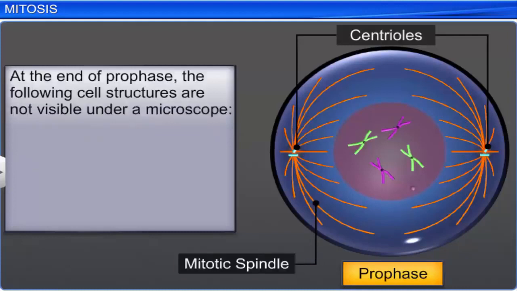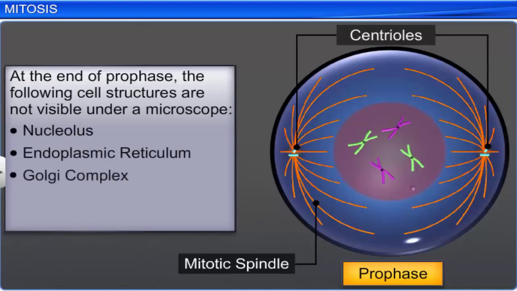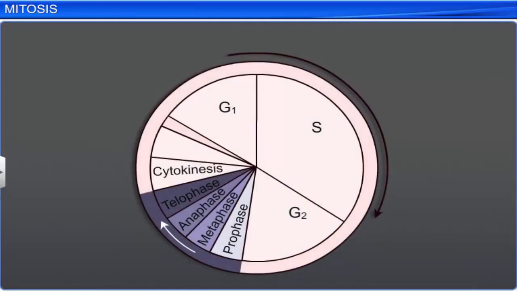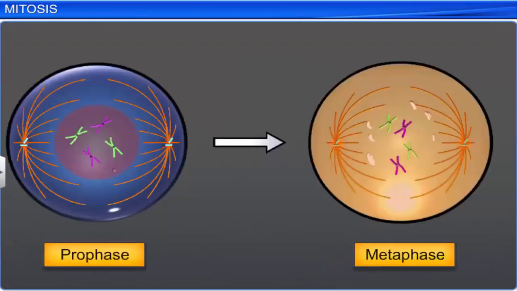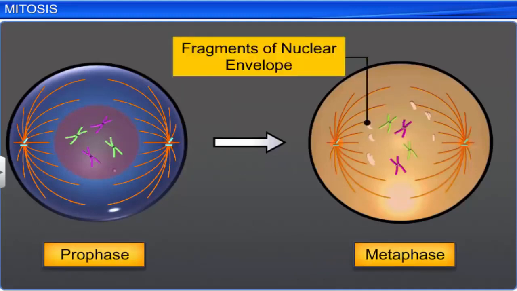At the end of the prophase, the nucleolus, endoplasmic reticulum, Golgi complexes, and the nuclear envelope are not visible when viewed under a microscope. Prophase is followed by the metaphase, the onset of which is marked by the disintegration of the nuclear membrane, resulting in the scattering of the chromosomes in the cytoplasm.